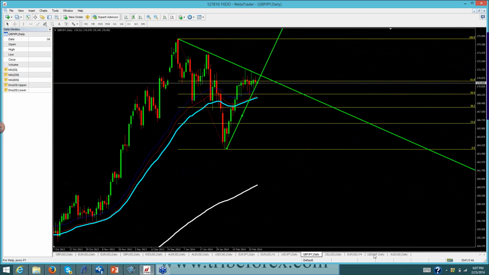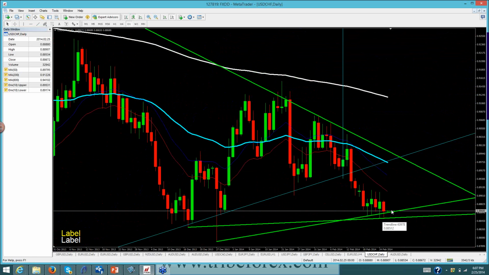We have the dollar Swiss. The dollar Swiss, I'm going to be looking for a buy on the dollar Swiss here, just because we're sitting here at support areas. We're sitting at support on the dollar Swiss at 88.50. All right, so we're at 88.50 as an area of support.